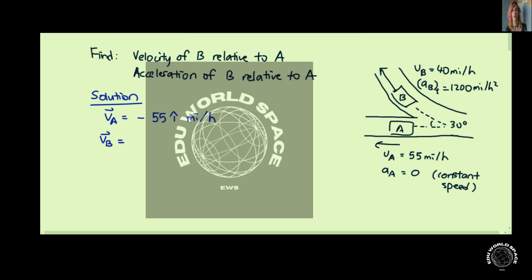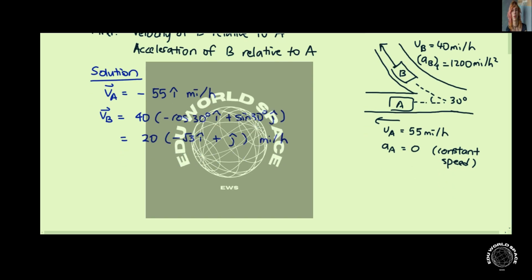The velocity of B is equal to 40 times negative cosine 30 degrees i hat plus sine 30 degrees j hat. So you get 20 times negative root 3 i hat plus j hat miles per hour. So the velocity of B relative to A will just be velocity of B minus velocity of A.